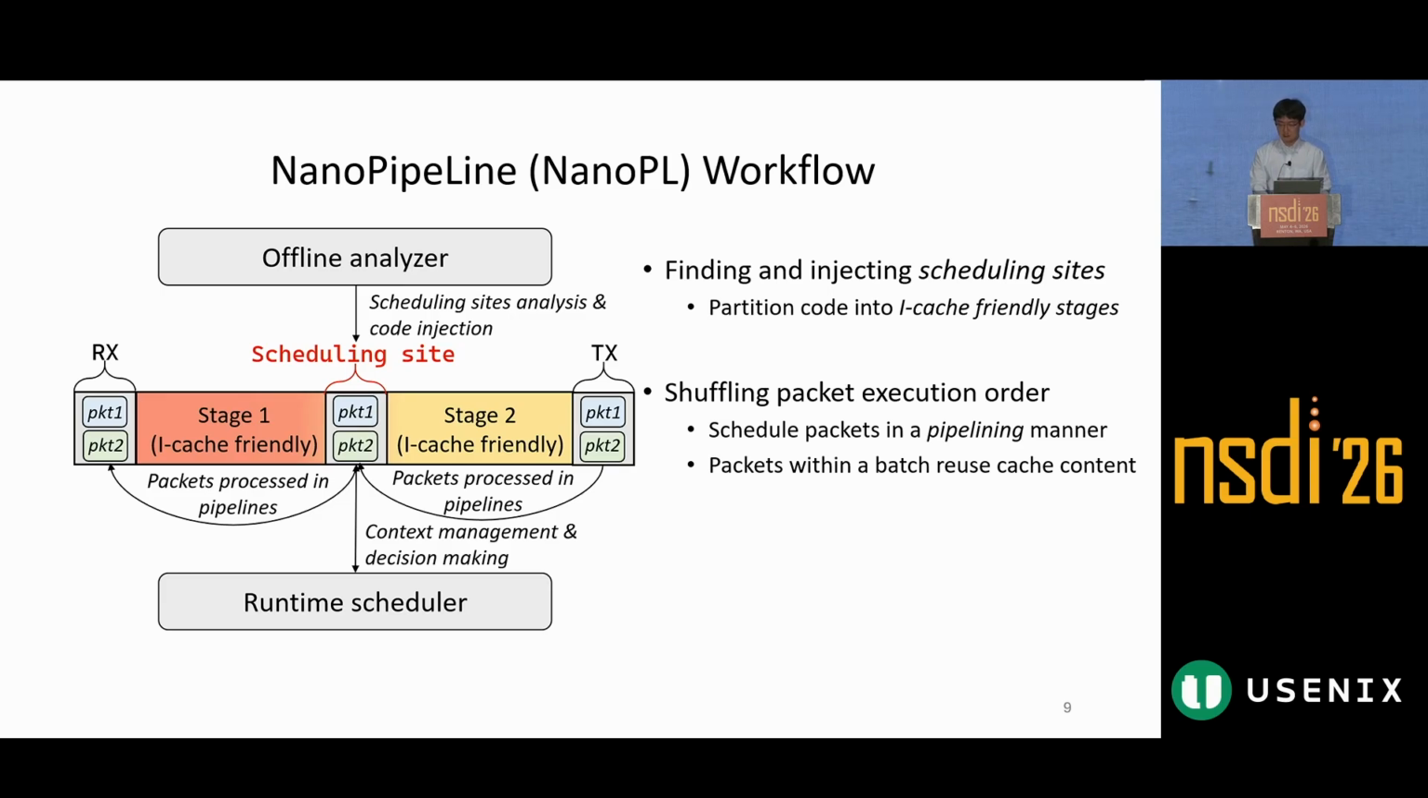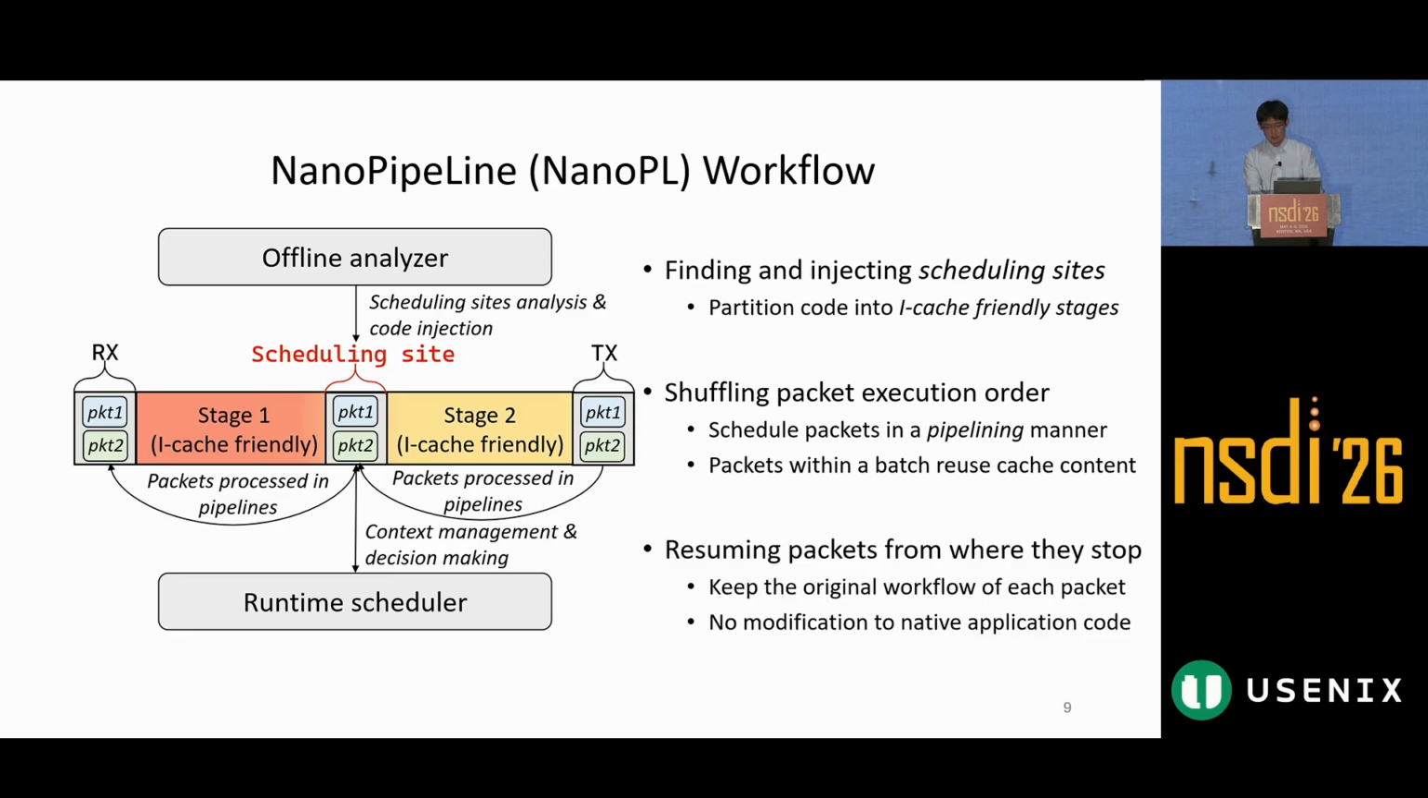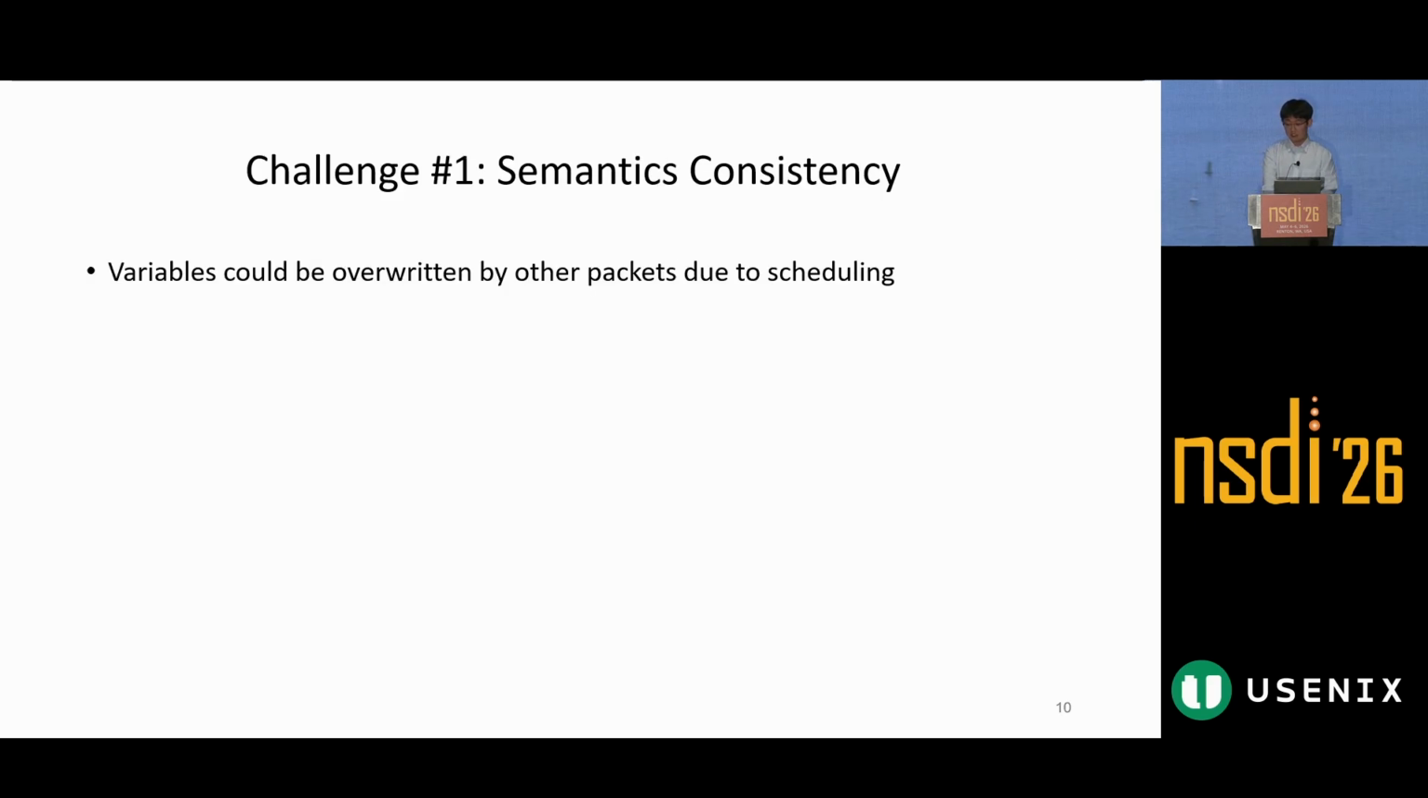Ultimately, multiple packets will go through the same stage, reuse the iCache, and mitigate the front-end bottleneck. So despite the execution order of each packet being changed, the packets are guaranteed to resume from where they stopped. In this way, the original processing logic of each packet is just the same as before, and no modification is made to the native code. Next, we will highlight some of the challenges behind this seemingly intuitive design.